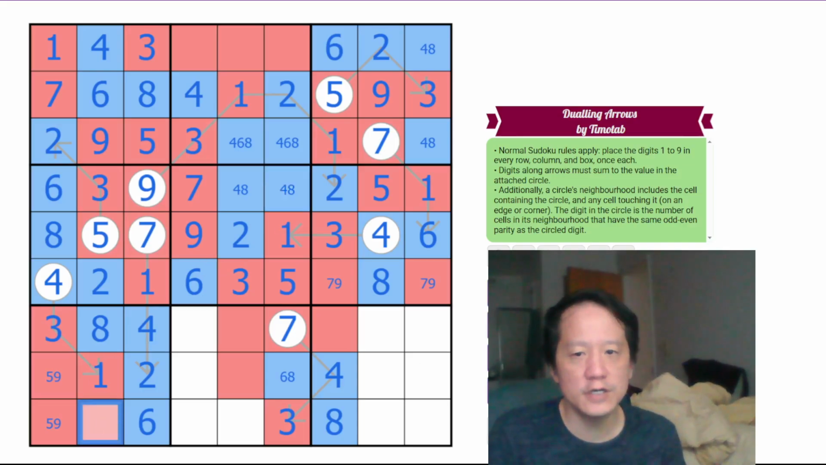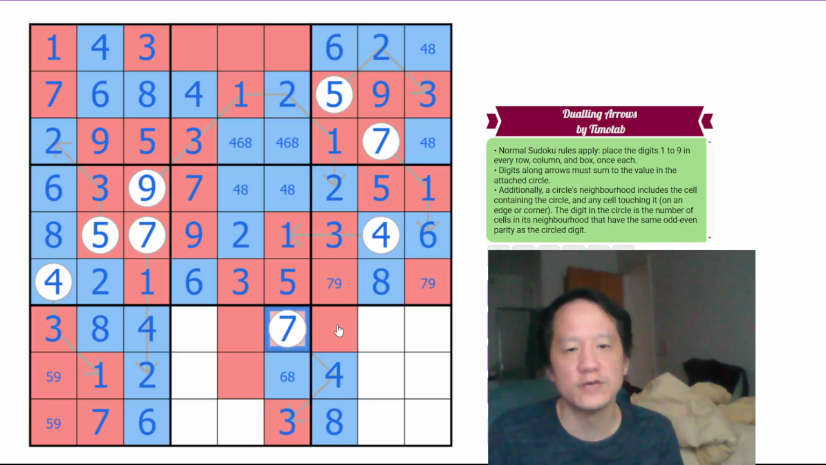The last digit here is a 7. And this is a 7, 9. And this can't be 7 because of this 7 here. So this is 9, which makes that 7, which makes that 9.